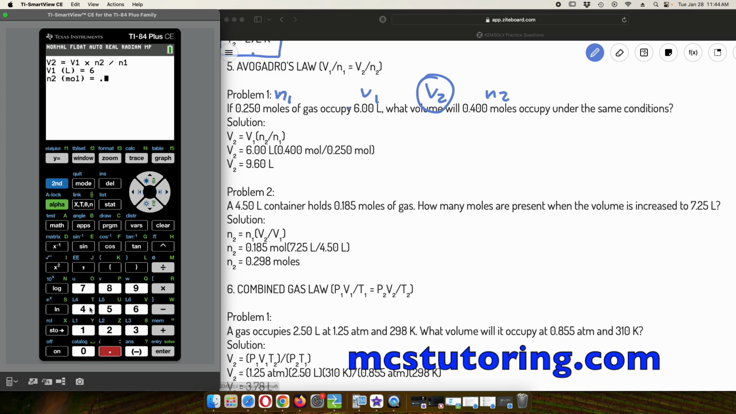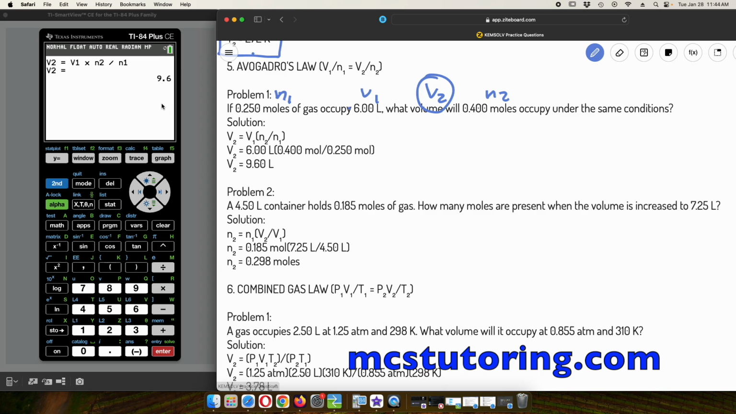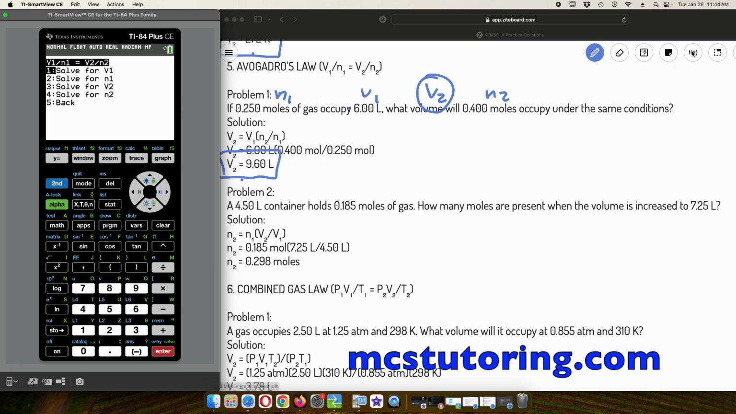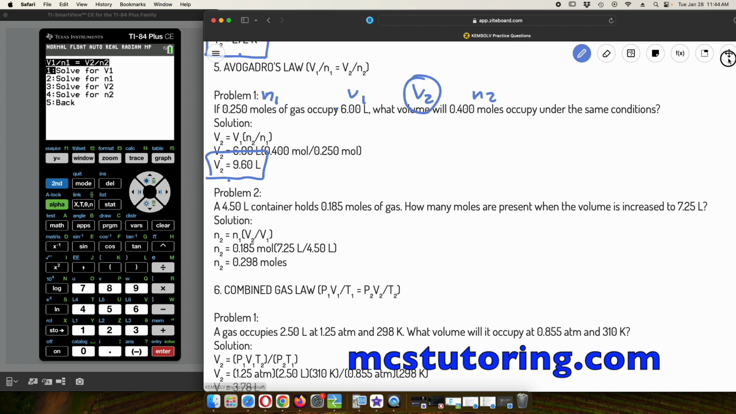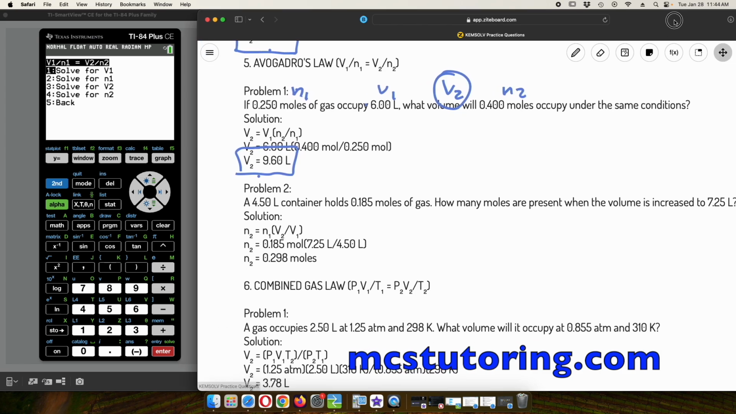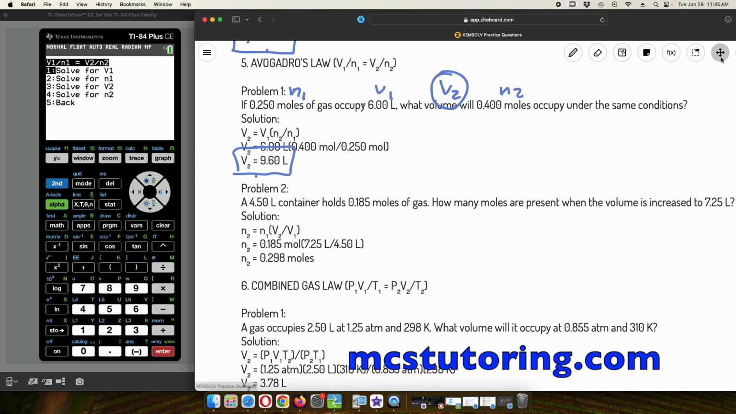N2 is 0.400, and N1 in moles is 0.250. Again, just keep in mind what the question's asking. At 9.6 liters, we're right on the money there. That's great. Let's go on to problem 2. Oops. Oh, I know why I didn't do that. Okay, let me move this here, and then that there, and then I think we're totally good.